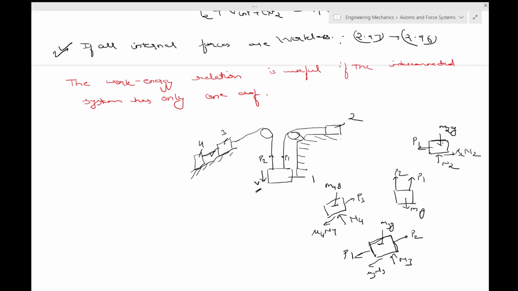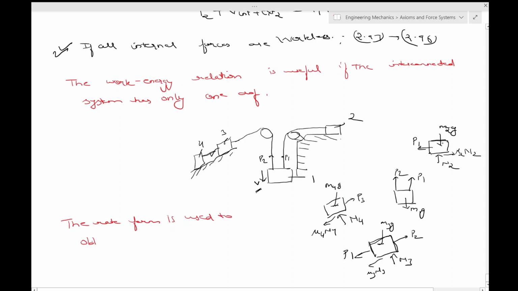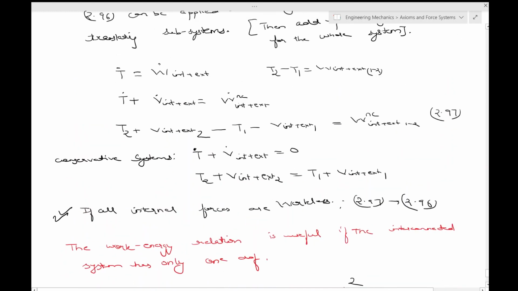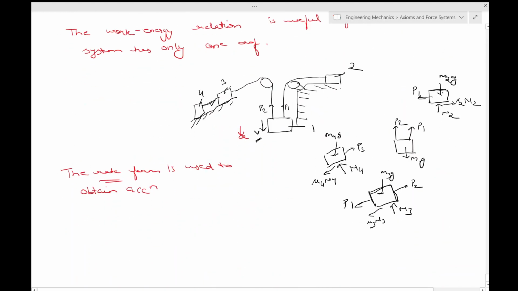The other statement clearly over here is that the rate form is used to obtain acceleration. What this means is that if you have the acceleration given, then you would use the rate form, which is something like this. And if the velocities are given, you can just use this one. Either of them works, depending on what you need.